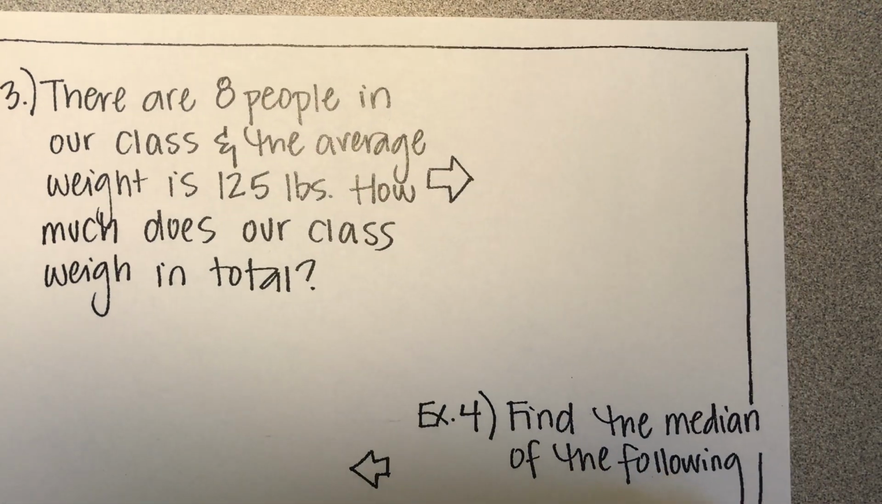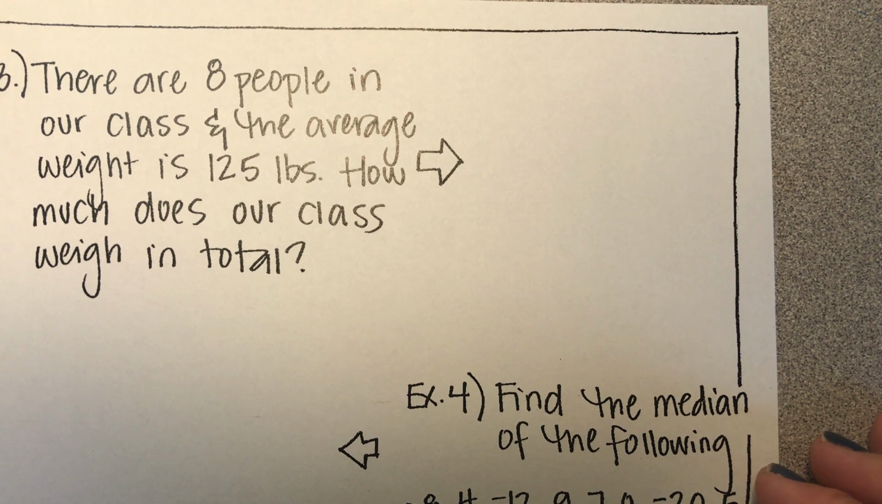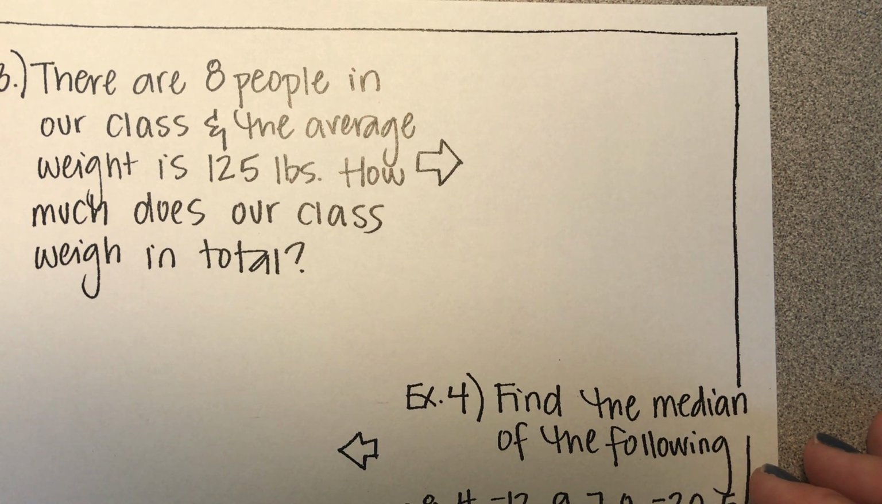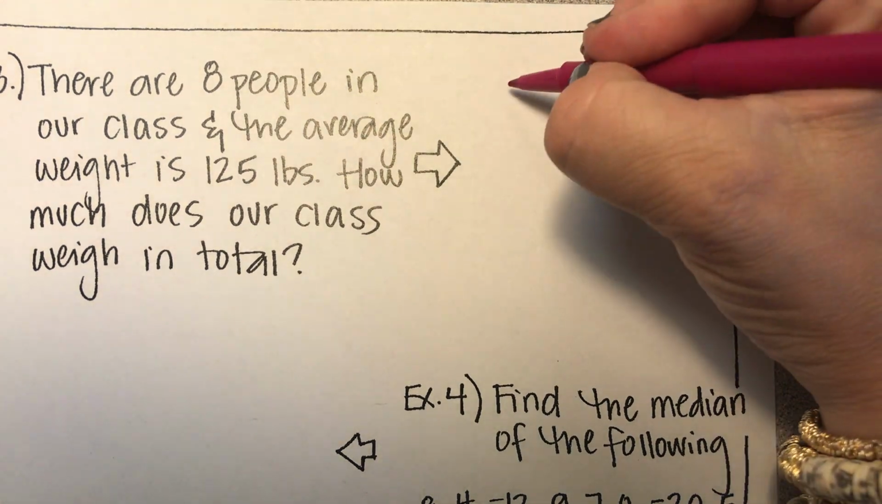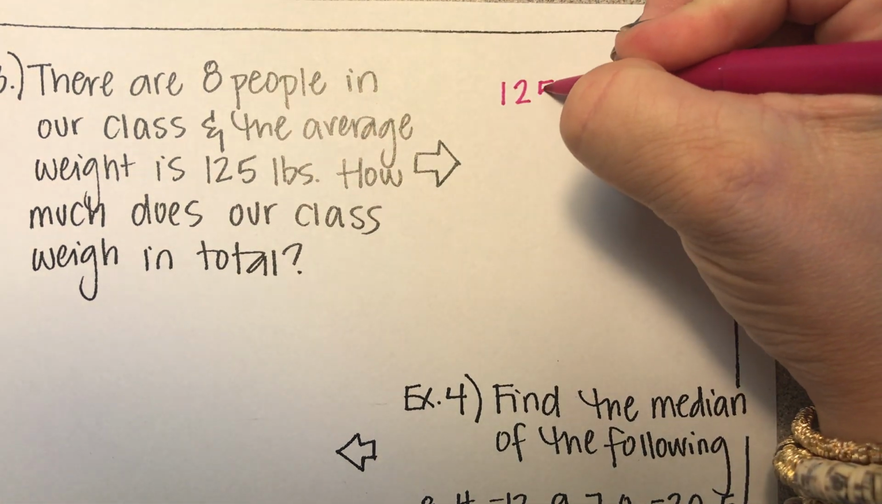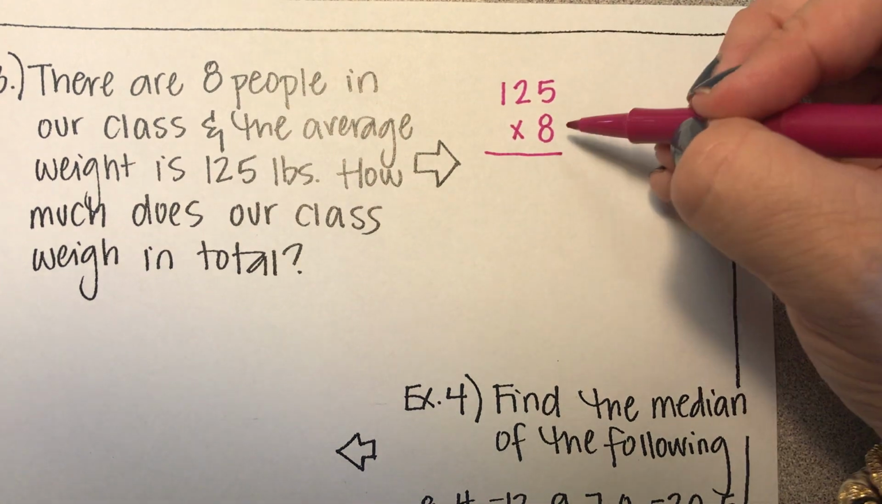Let's look at example 3. It says there are 8 people in our class and the average weight is 125 pounds. How much does our class weigh in total? Okay, so what do we think? How are you going to do it? We're going to multiply, right? If the average is 125, we can multiply that by how many people are in our class.